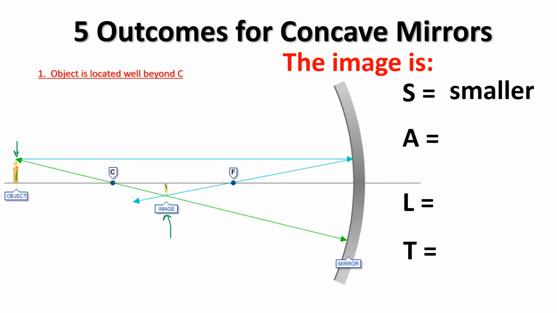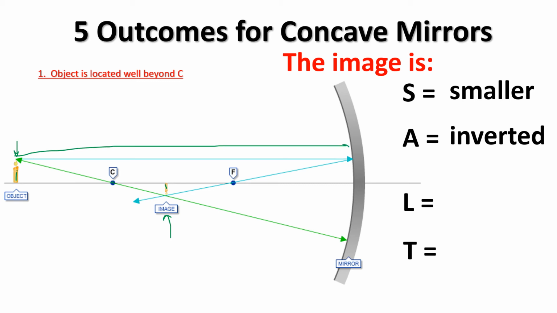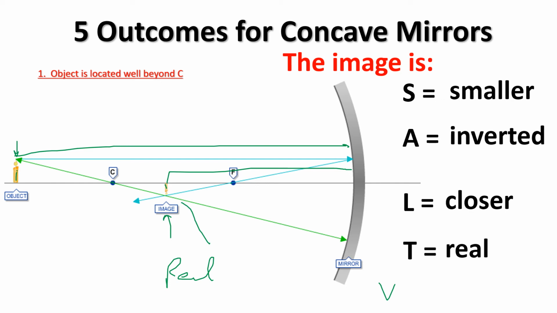Attitude is either upright or inverted. The candle's pointing down, so it's inverted. The location, again, that's where you break out a ruler, you measure this line, you'd say, I don't know, maybe that's 50 centimeters, and then you measure from here to the mirror, and maybe it's 25. Well, clearly the image is closer, so that would be closer. And when it comes to type, we've got our real world over here, and our virtual on this side, and our image is appearing in the real world. We have a real image. So there's your first outcome.